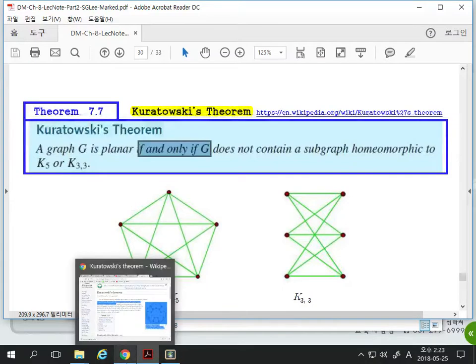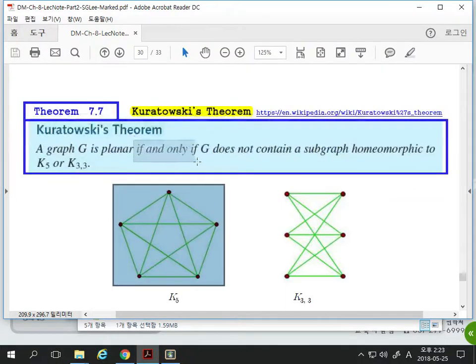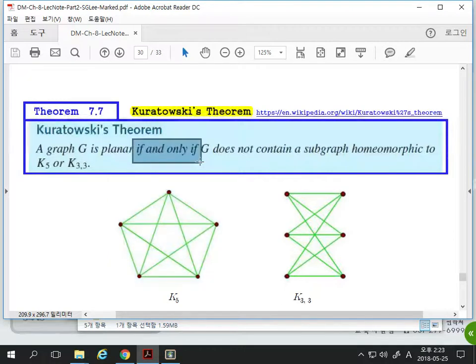So if we want to know whether a given graph is planar or not, checking it directly is kind of boring. We have to check all those relations. We have to draw those. So Kuratowski found a theorem with an if and only if condition. If G does not contain a subgraph homeomorphic to K5 or K3,3, then it is planar.